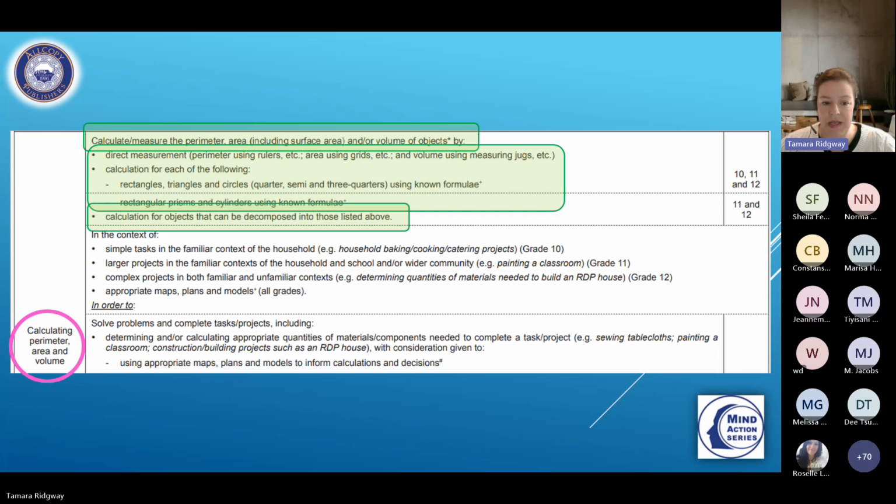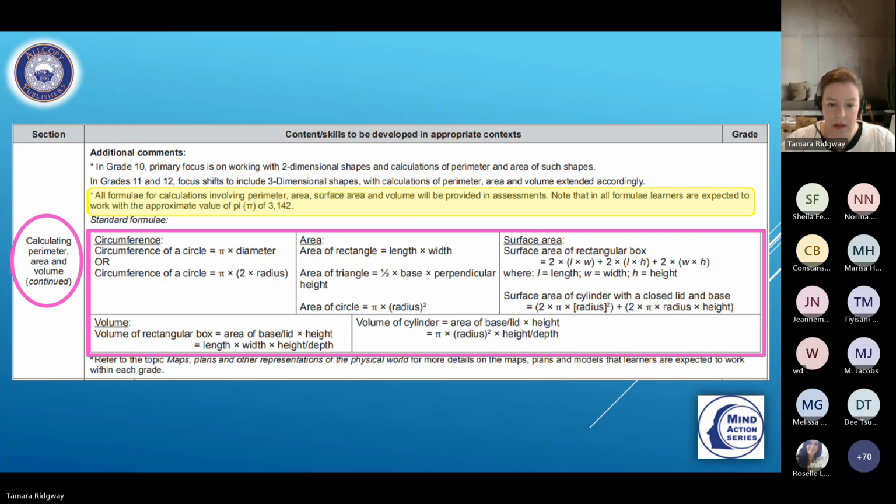Calculation for objects that can be decomposed into those shapes listed above. That point over there is a saving grace almost, because there are lots of shapes that you can break down into squares, circles, and triangles and rectangles, which is covered. So we can work with them, we can test them, because it is in CAPS.